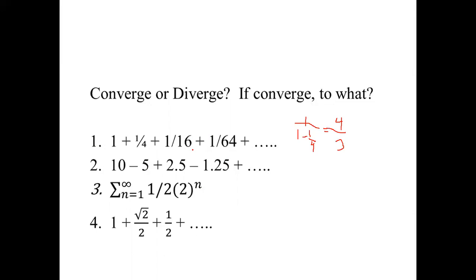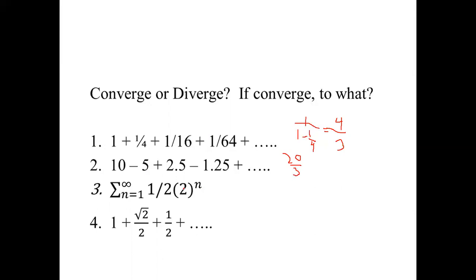All right. The second one, was this geometric? Yeah, this is geometric. So I'm multiplying by -1/2 every time. r is within the interval of convergence, between -1 and 1. So I can set up a over 1 minus r: 10 over 1 minus -1/2. I got 20/3. So this infinite series sums to 20/3.